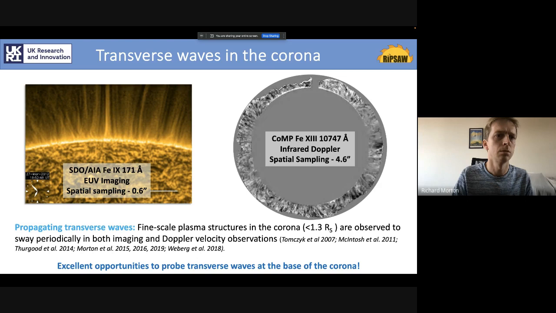So I'm not going to spend too much time on this, but I'm just going to note that the waves are useful for seismology. These are just plots from Steve's paper back in 2009 to demonstrate this. He took a time distance diagram along this loop here, and he showed that if you do Fourier filtering on the Doppler velocity time distance diagram, then you get this two-dimensional power spectrum, which shows this very characteristic star shape.